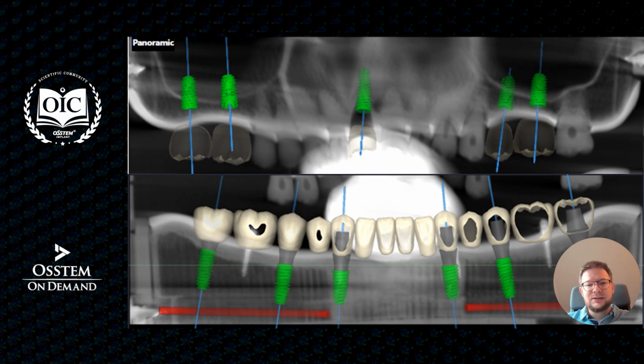The second case was a little bit more complicated because it's the whole arch on 6 implants in the lower jaw, to be restored with multi-unit abutments and an arch temporary immediate loading prosthesis.